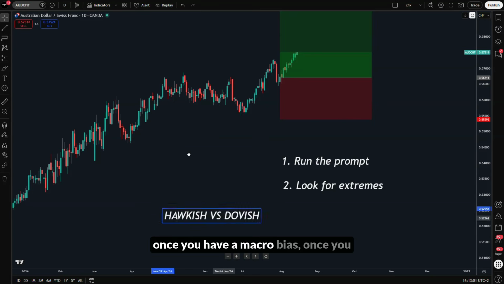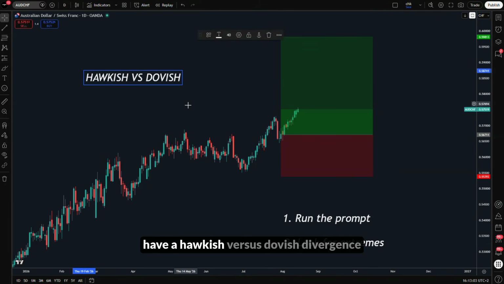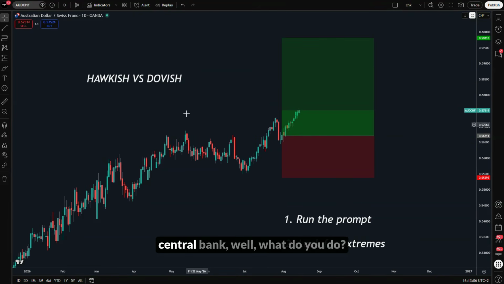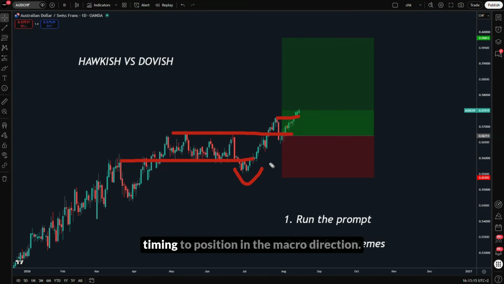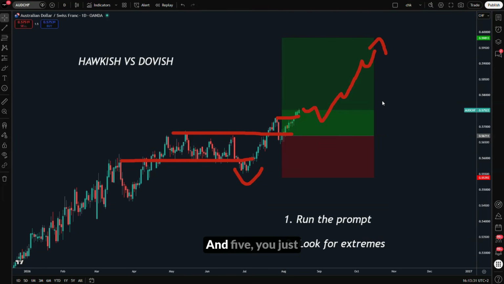So once you have a macro bias, once you have a hawkish versus dovish divergent central bank, well, what do you do? You look for the timing, okay? You start looking for the technical timing to position in the macro direction. You don't just go long at any market price. You look for the moment that the chart tells you, hey, you gotta enter right now. This is the perfect timing, okay? And five, you just monitor the thing, okay?